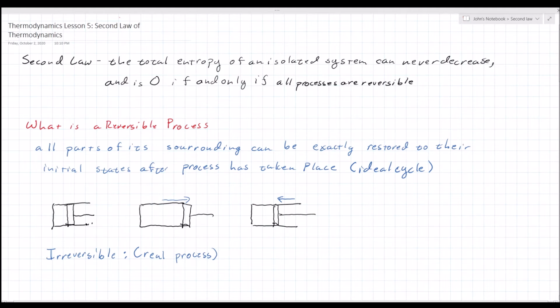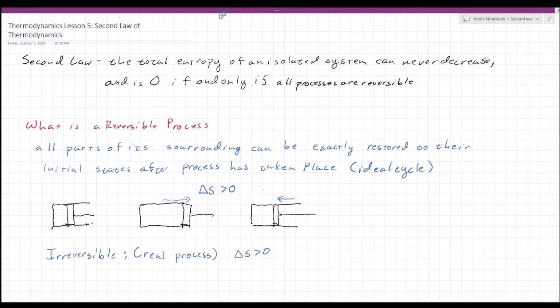Now, in actuality, you're going to have heat exchange between the gases and the container, which is going to increase its entropy. You're going to have heat exchange between the surrounding area, which is going to increase the surrounding gases' entropy. So your entropy change is going to be greater than zero in actuality, which is an irreversible process.